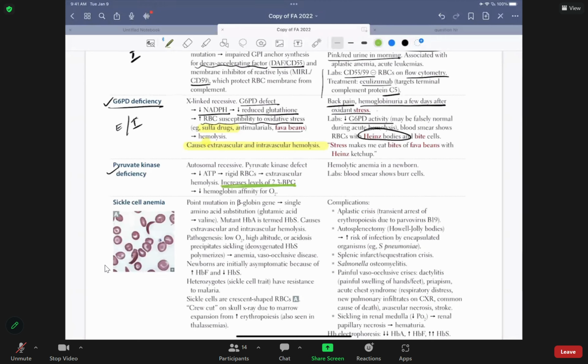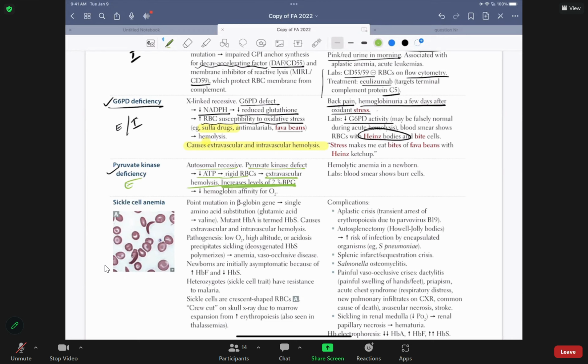Okay. Autosomal recessive, pyruvate kinase defect, decreased ATP, so the red blood cells are rigid. Extravascular hemolysis. Why extravascular hemolysis? When the red blood cell goes into the spleen, they are rigid. They get removed.